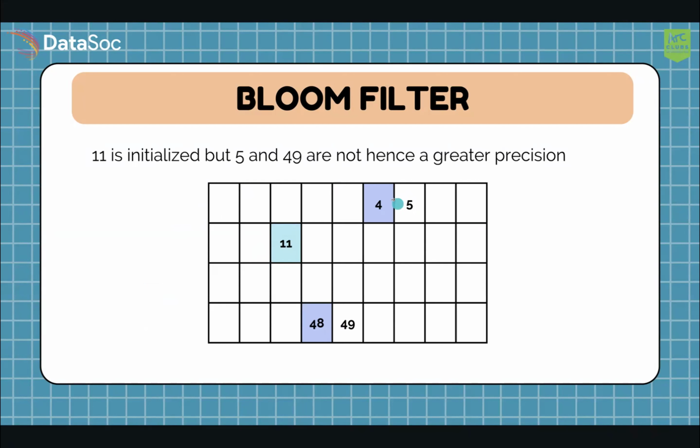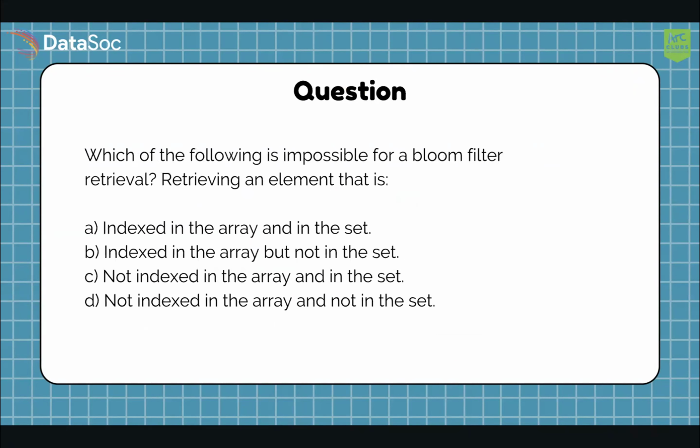So this is how we can solve the problem by having multiple hash functions. So unless all of them pass, unless all of them are flipped to 1, it'll conclude that no, you don't have it, right? So let's go for some questions.